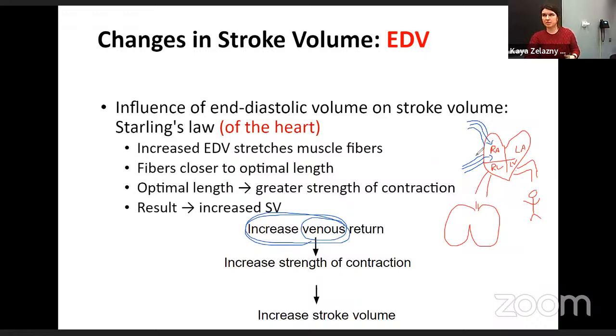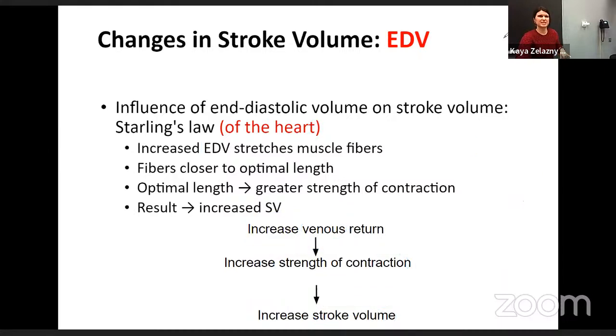So if we increase the amount of blood coming to the heart, we also end up increasing how much blood is in the heart at the end of diastole. So that's also going to increase your strength of contraction, which is also going to increase the stroke volume. So this whole slide is talking about increases in EDV that increase stroke volume and therefore increase cardiac output, just different pieces that are linked together.